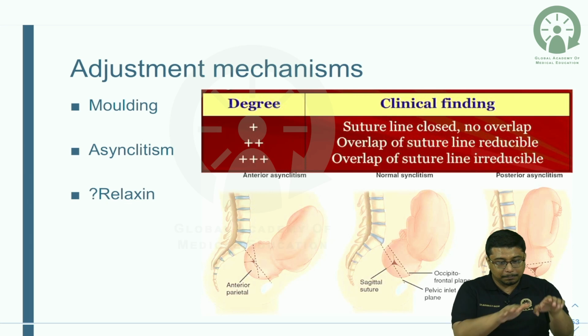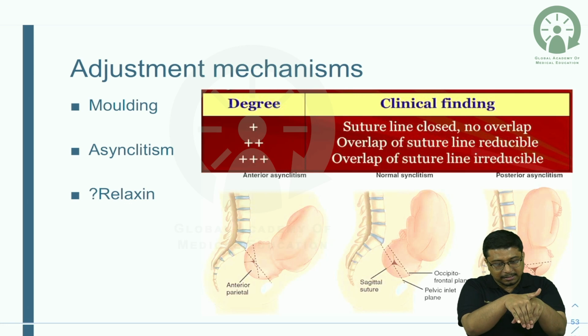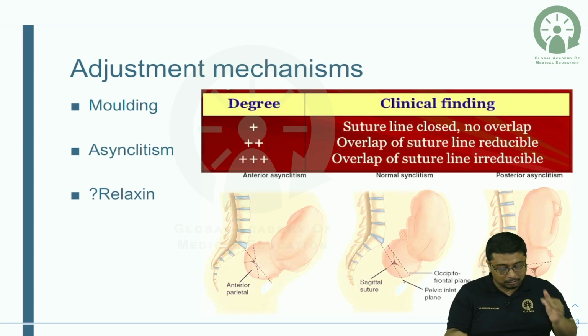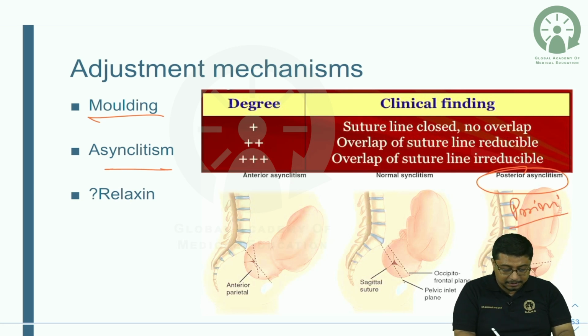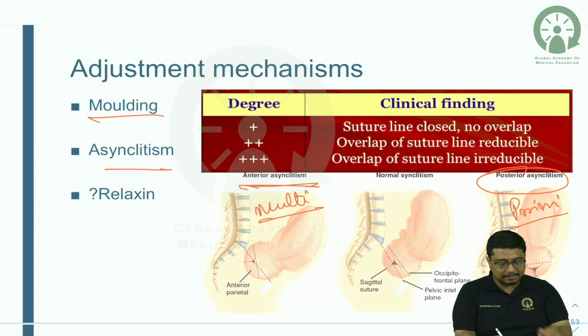molding grades are very important. So when the two bones touch each other, it is grade 1 molding. When they overlap but can be brought down by pressure, it is grade 2 molding. And grade 3 molding is when they overlap and don't come back at all. Okay, so asynclitism, you just need to know two things. Posterior asynclitism is seen in primi mothers, whereas anterior asynclitism is seen in multi. Right? So this is the thing of asynclitism and molding.